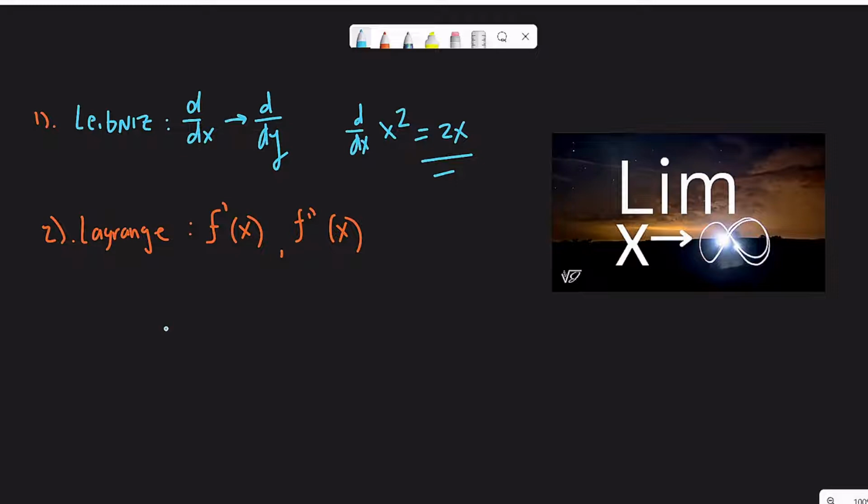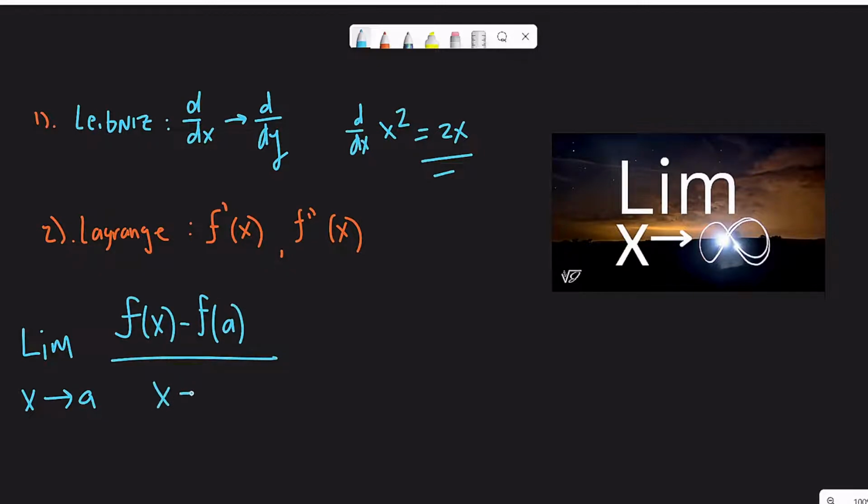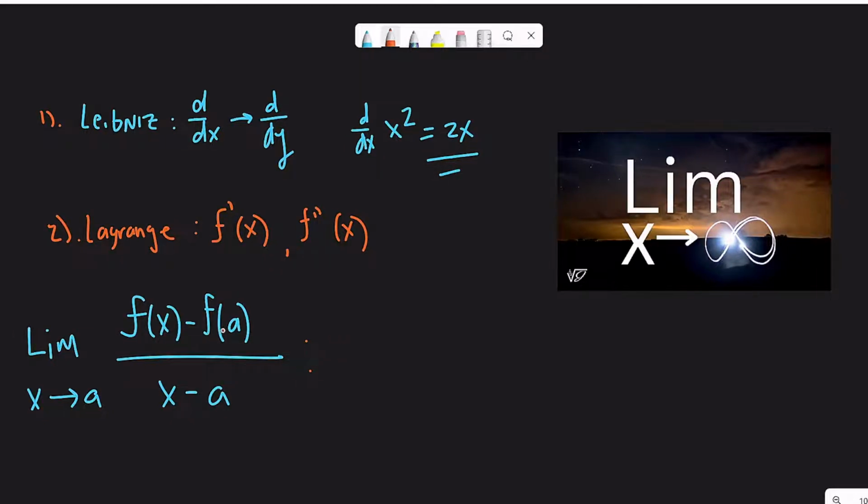So with the definition, it will look like this. We will take the limit as x approaches some value a for f of x minus f of a over x minus a. And this can be a bit intimidating, but if we break it down, we can see that this is really just telling us to take the limit as that output changes and the input changes.